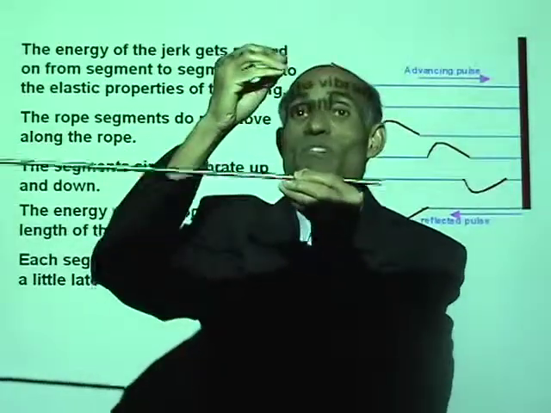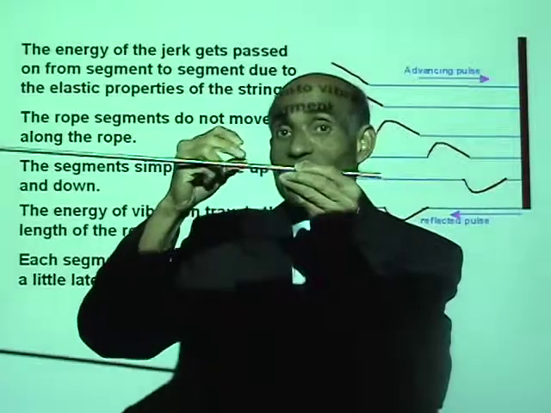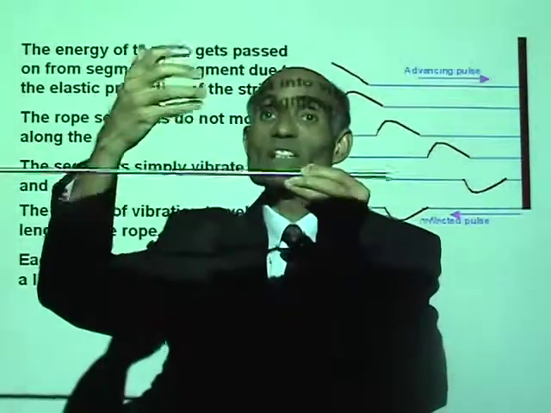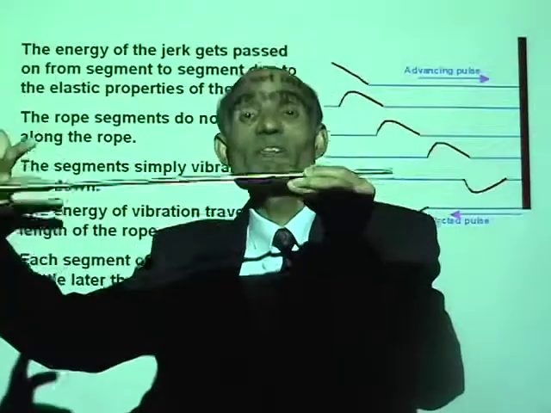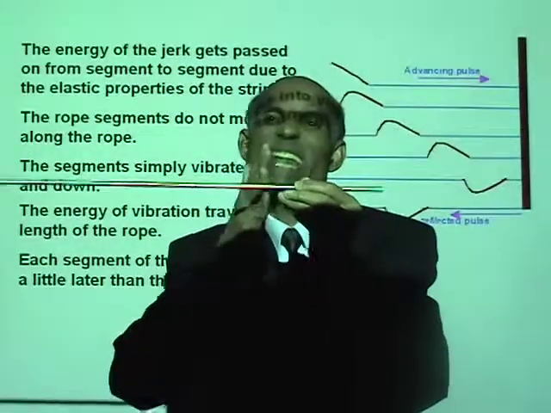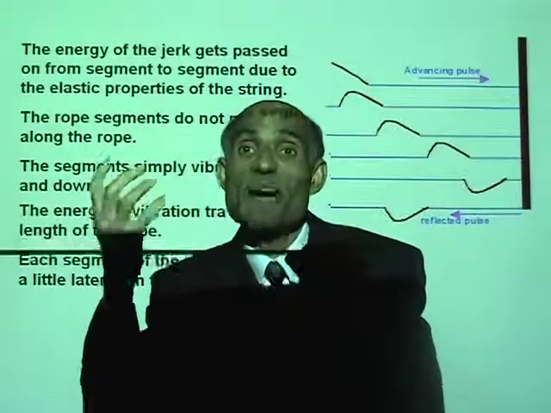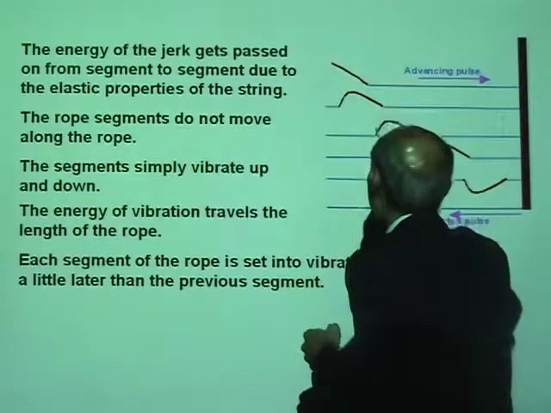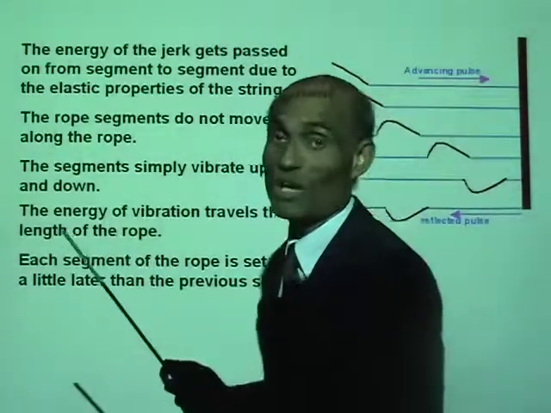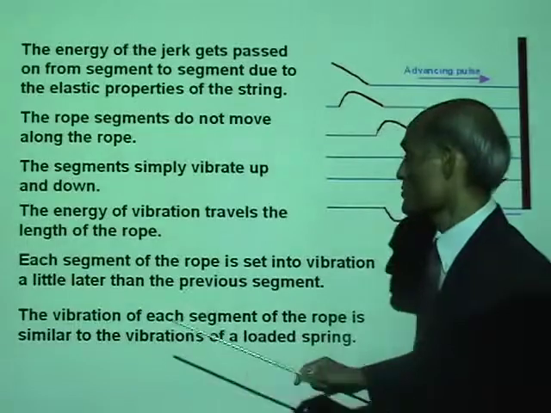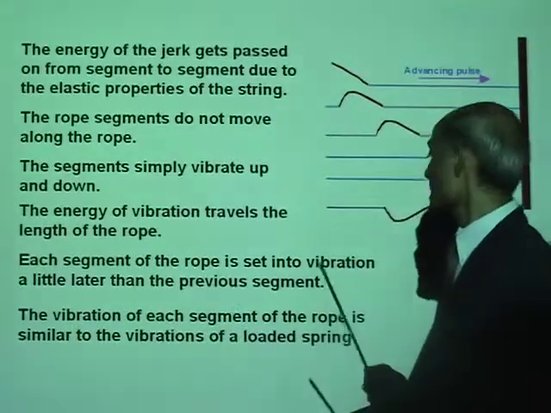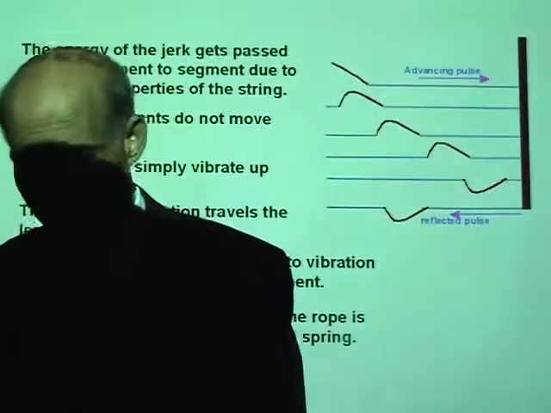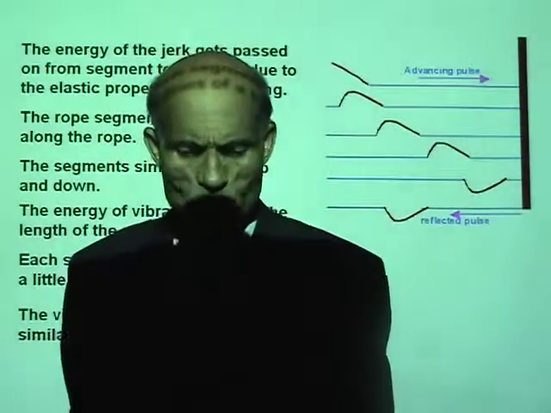When the first segment starts vibrating, the next one starts a little later. The third one still later. The fourth one even later. So there is a lag in their vibration. And that is that lag that creates the pulse that advances along the length of the rope. So the vibration of each segment of the rope is similar to the vibration of a loaded spring.